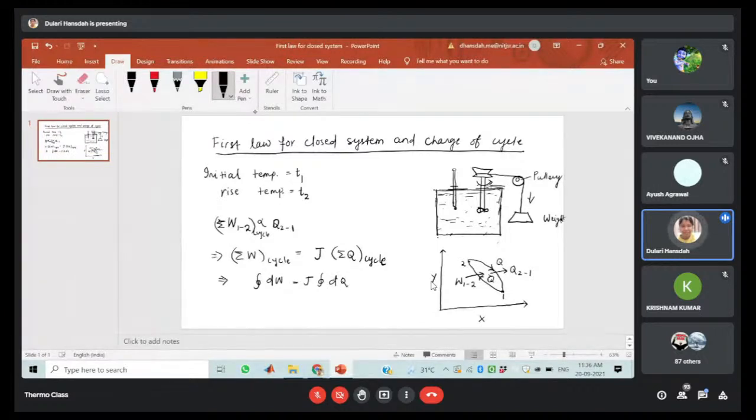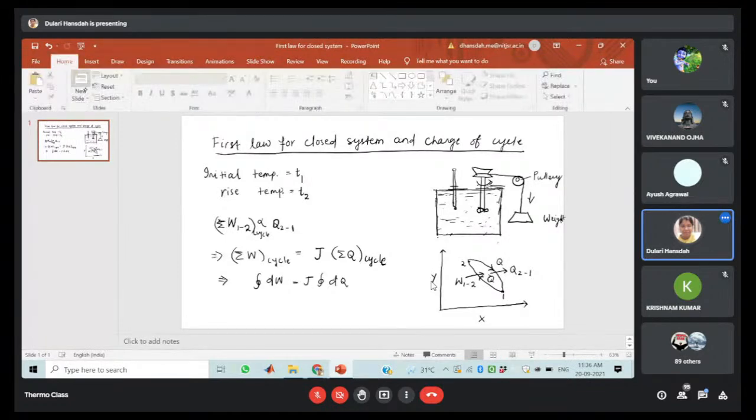Okay. So this is the first law for a closed system which is undergoing a cycle. So in case of a cycle, whatever energy transfer is there, when input is there, that is equal to the output. Okay, so this is for the cycle. So now we will discuss the closed system which is undergoing a change of state.